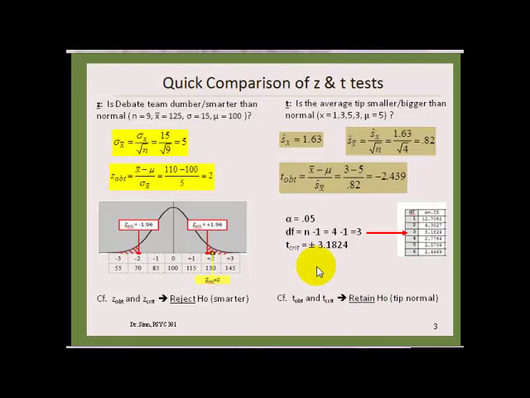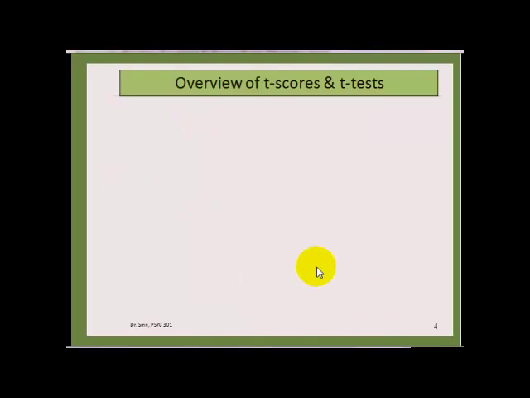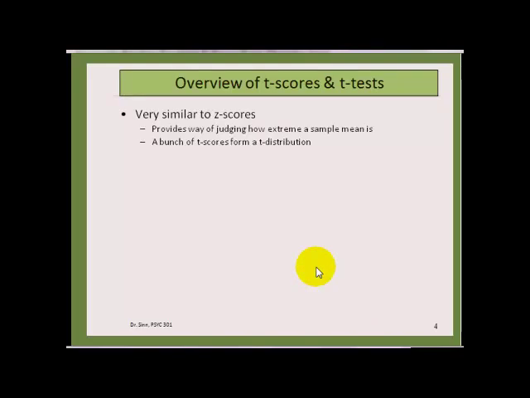Okay, so that's just a quick overview. We'll go into more detail as we go. Okay, so z-scores and t-scores are very similar. They're both providing a way of judging how extreme a sample mean is, and a bunch of t-scores form a t-distribution, just like a bunch of z-scores formed a z-distribution.